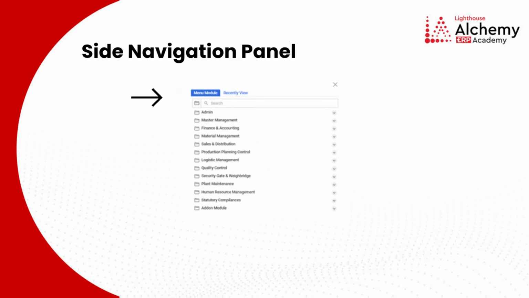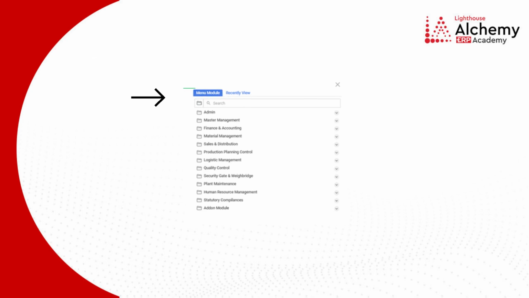Side navigation panel. On the left, you'll find the main module menu, your gateway to finance, inventory, sales, purchase, production, HR, projects, reports, admin, and more. Just click to dive into the module you need.